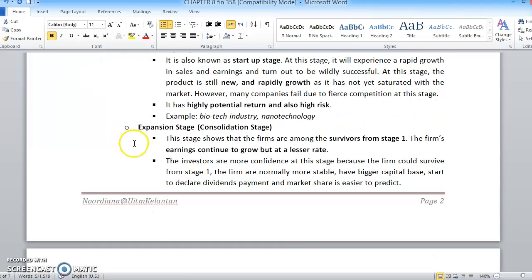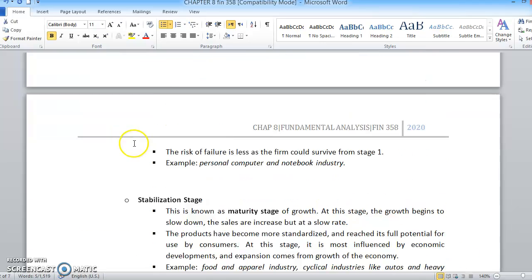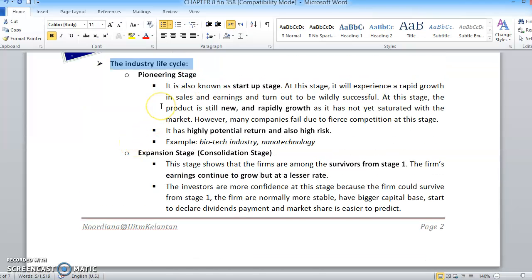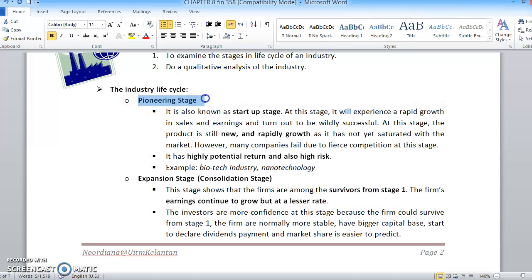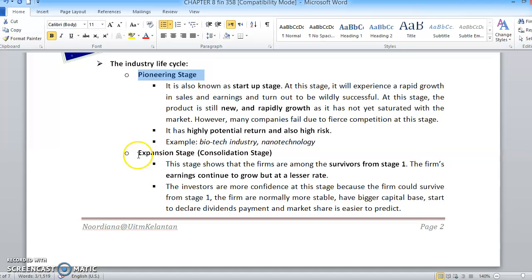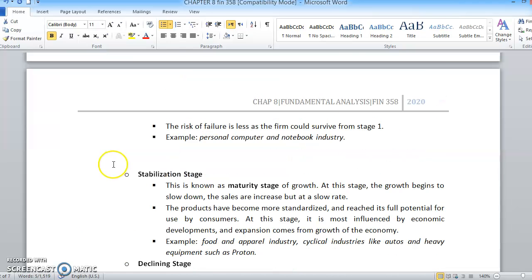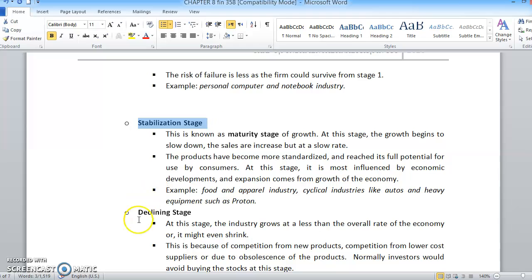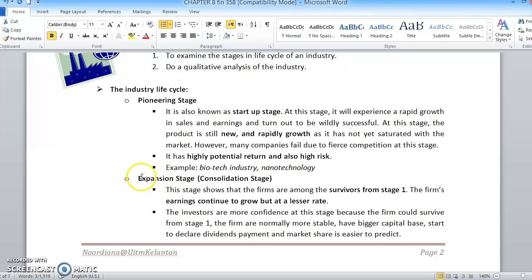So the industry life cycle is most commonly known as the business life cycle, or the product life cycle. Okay, you have 4 stages. The first is the pioneering stage. The second is the expansion or consolidation stage. The third is the stabilization stage, and the fourth is the declining stage. You have heard about this previously, right? And in fact, you know how it works from one stage to another, okay? Because you have learned this in a few subjects previously, I guess.